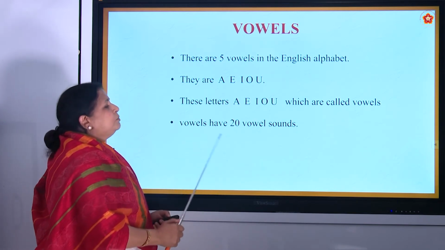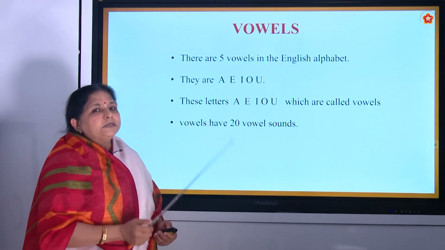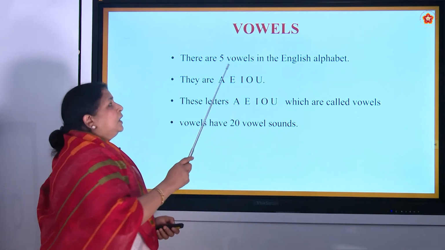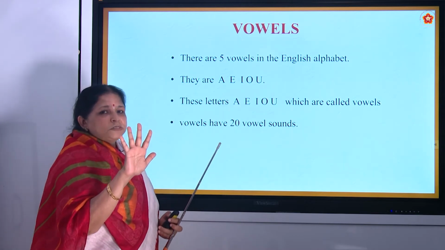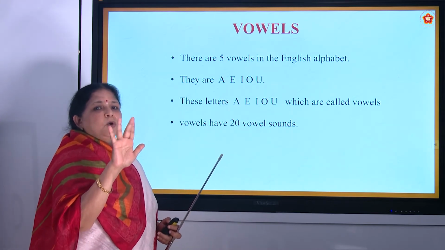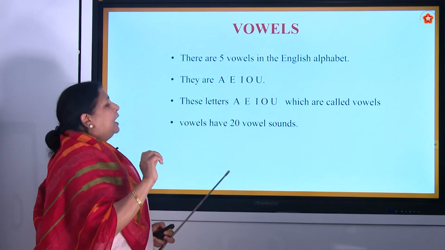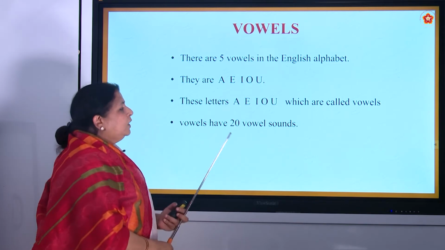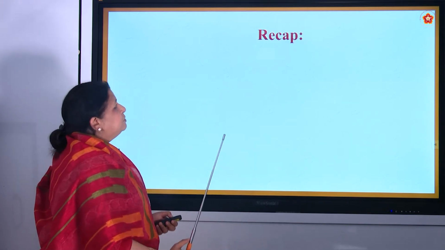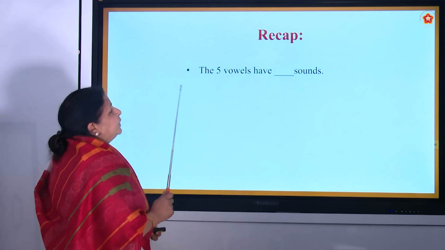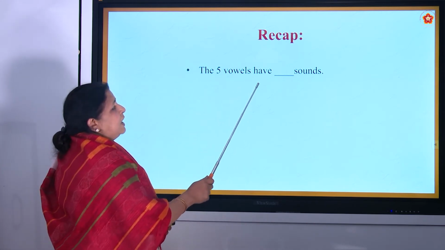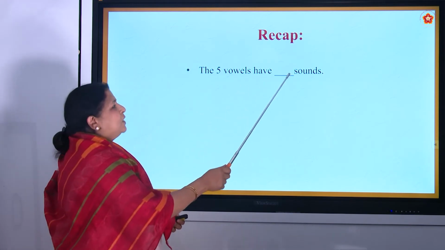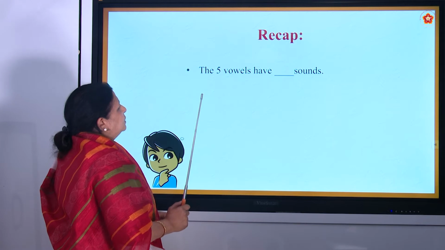Now what do you mean by vowel sounds? We will learn that in the next lesson. For now you just remember there are 5 vowels A, E, I, O and U, and these 5 vowels have got 20 sounds. These are very important. You should remember. Now let us recap. The 5 vowels have dash sounds. Can you tell me how many? Yes, 20 sounds. Correct.